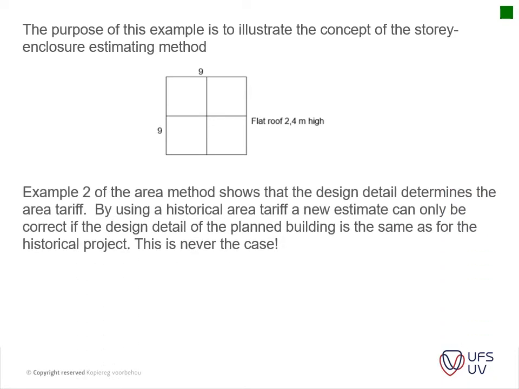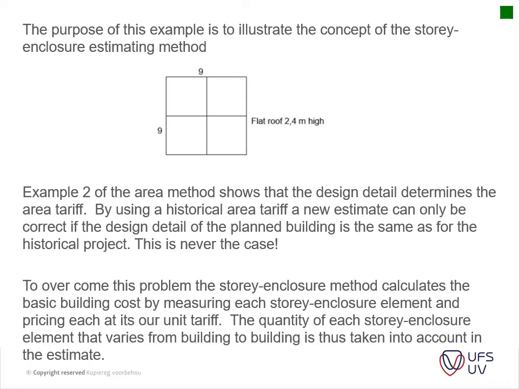Example 2 of the area method shows that the design detail determines the area tariff. So by using the historical area tariff, a new estimate can only be correct if the design detail of the planned work is the same as the historical project. This is never the case. So to overcome the problem, the story enclosure method calculates the basic building cost by measuring each story enclosure element and pricing each at its own unit tariff.